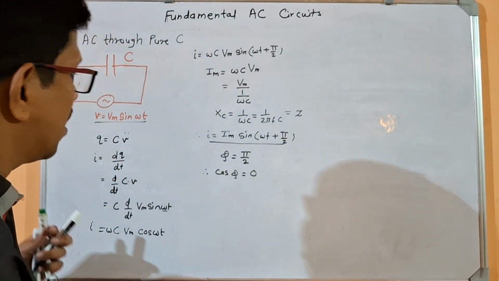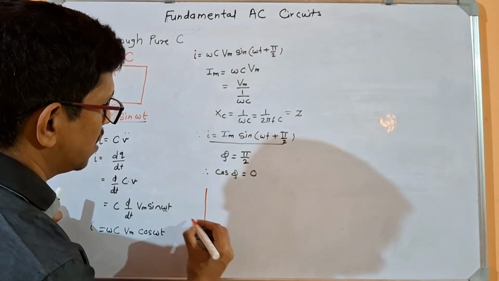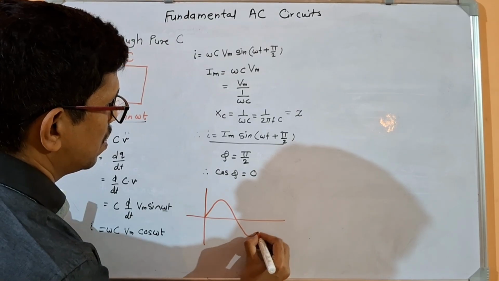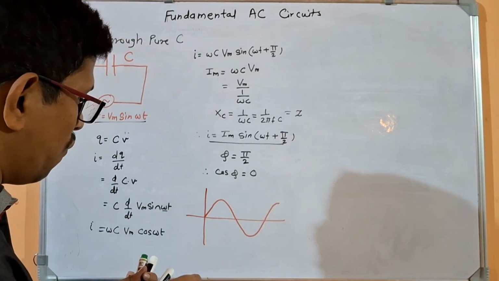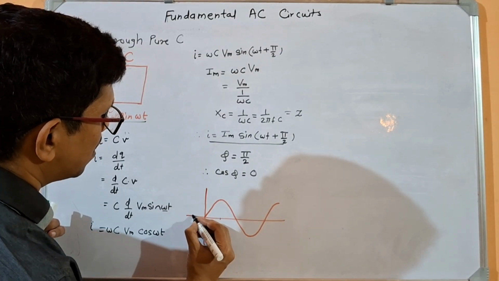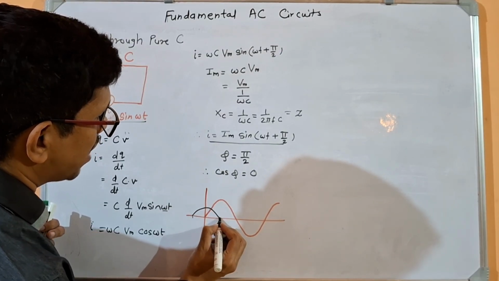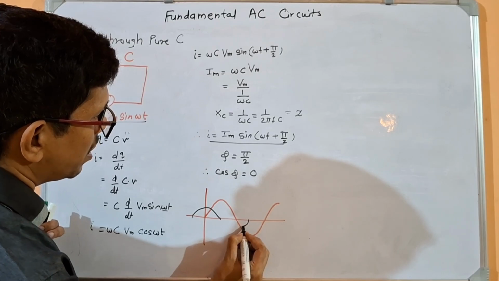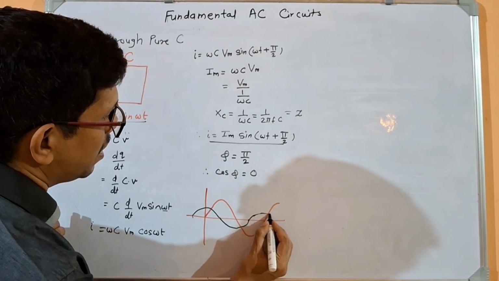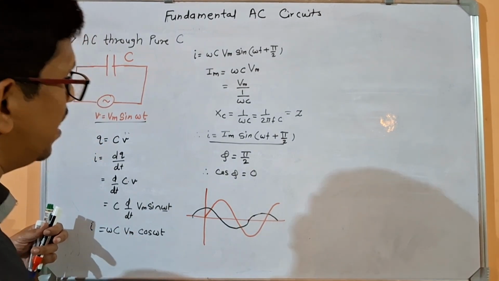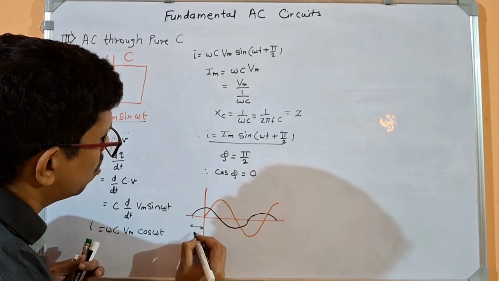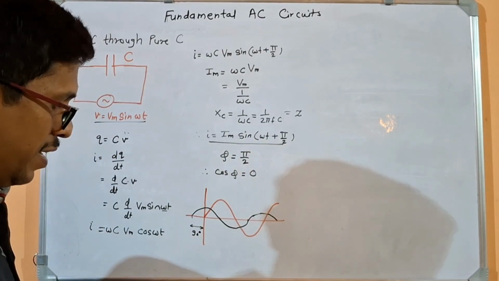Now if I plot the waveforms for this, my voltage waveform will be the reference waveform, and the current waveform must be leading by 90. So the current will start before the voltage, that is 90 degrees before the voltage. So the current is leading the voltage. Current is leading the voltage by 90 degrees. So the phase difference is pi by 2 or 90 degrees.